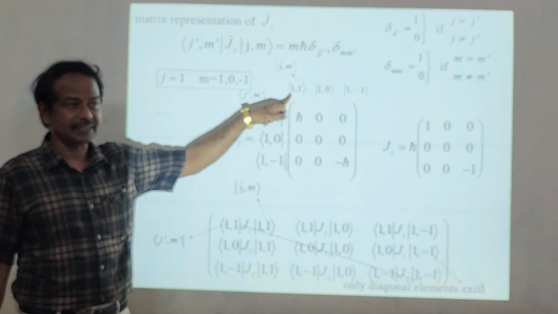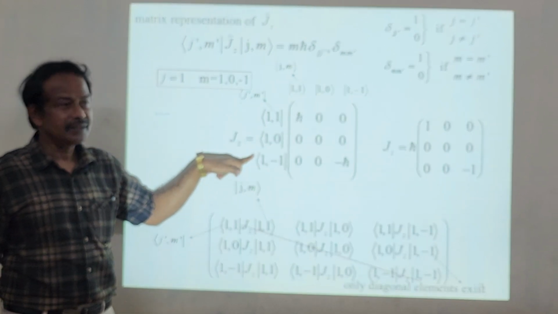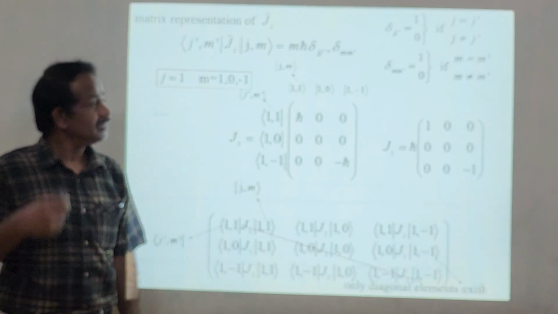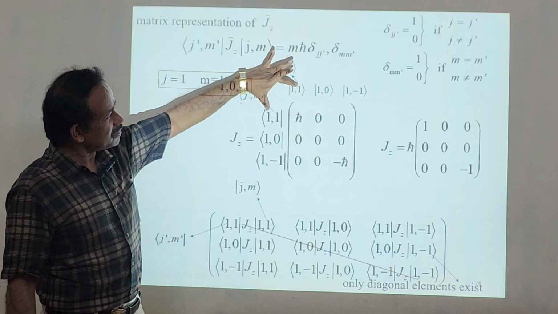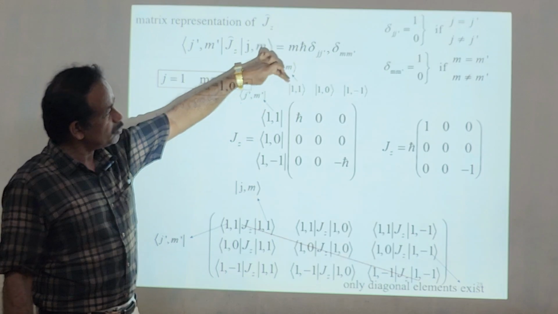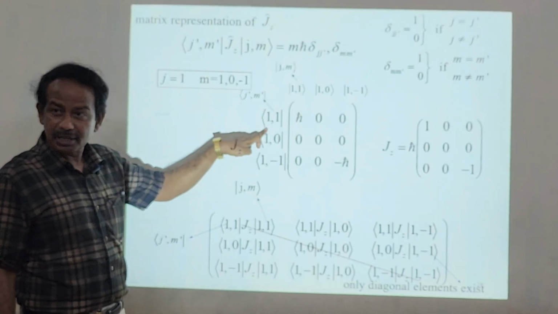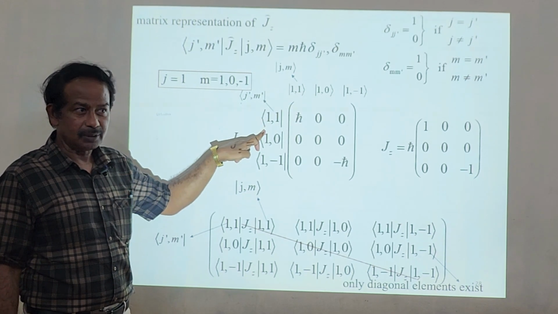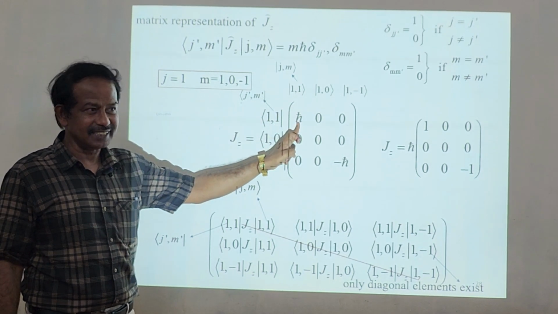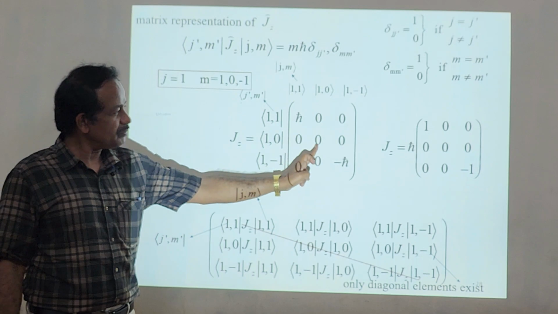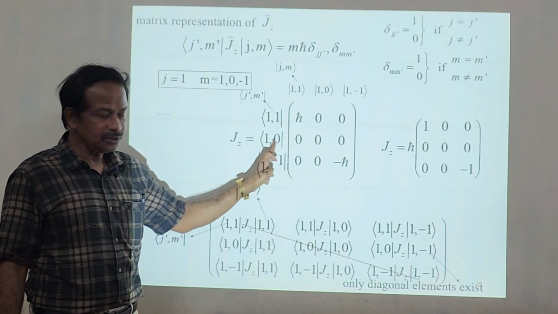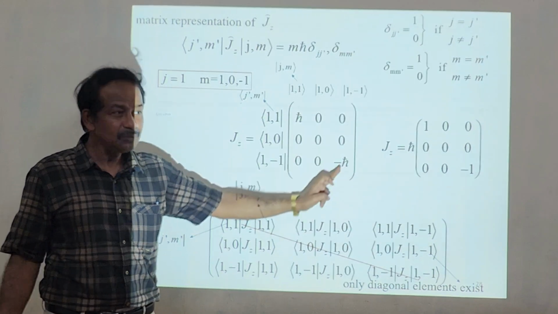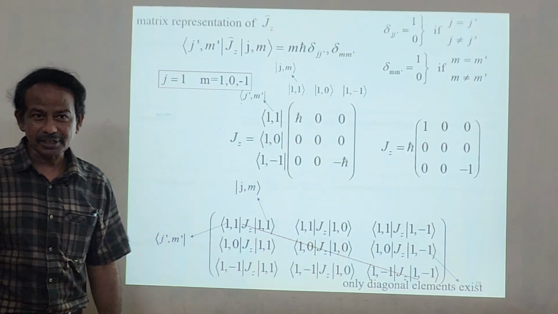This is for the ket vector, and similarly you can go for the bra vector. See here, the bra vector. The second idea is that you just have these two: ket 1, 1 and bra 1, 1, which falls in the first category, the first diagonal element. Go for the next one: 1, 0 and 1, 0. Here we have 1 minus 1 and 1 minus 1. So all the diagonal elements alone will exist.